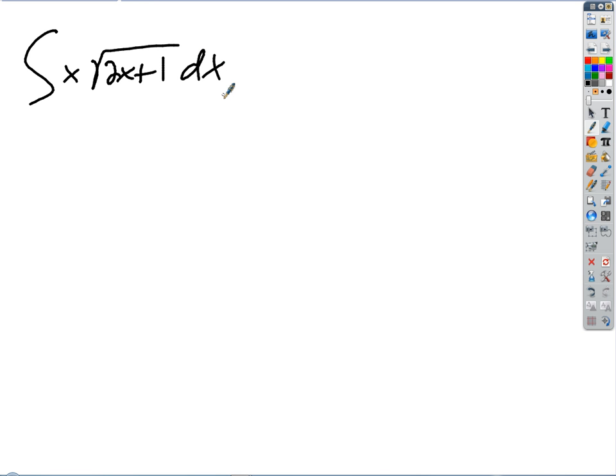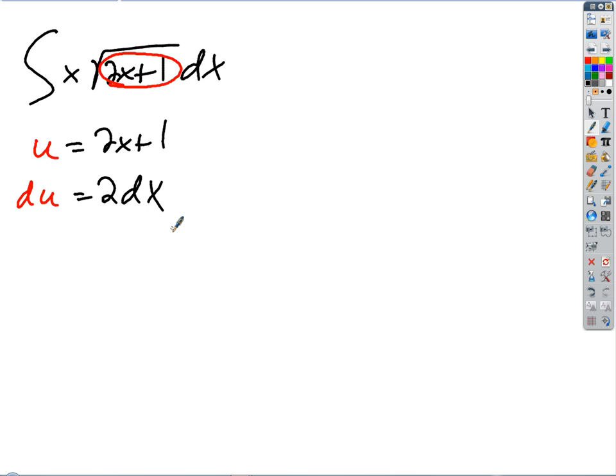Okay, once again, the problem is what's inside the radical, right? So what if we do that? So that's our u, right? And just like before, du just equals 2 dx. Okay, let's make our substitution just like before.